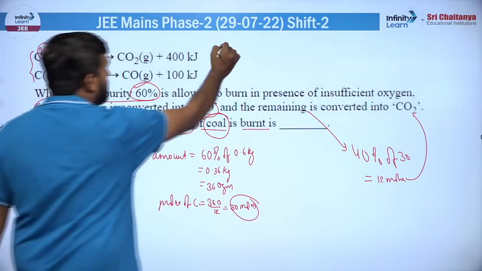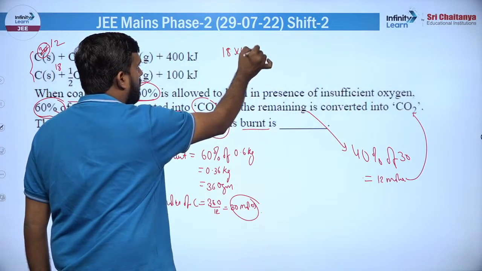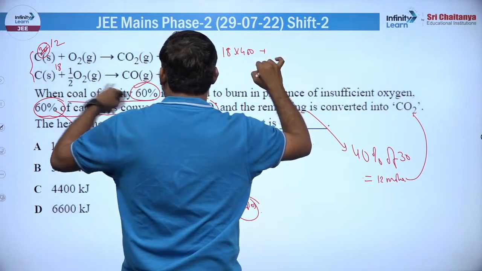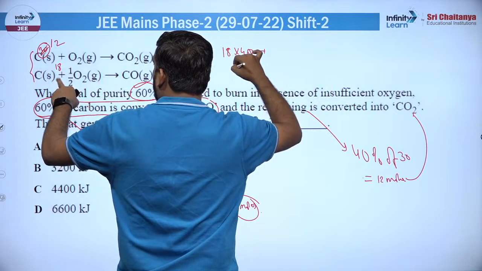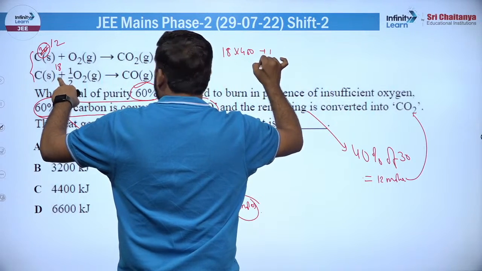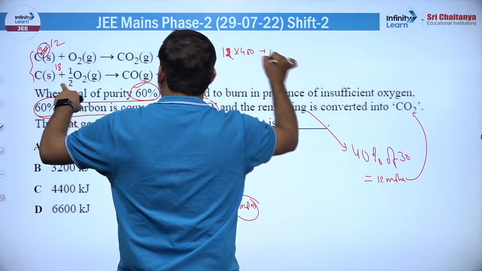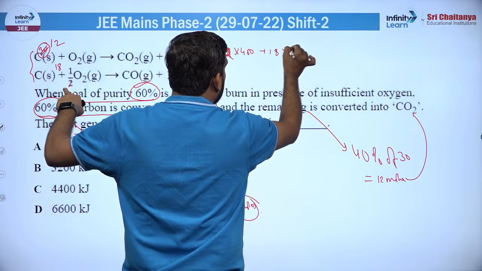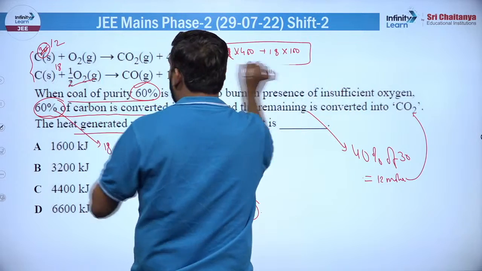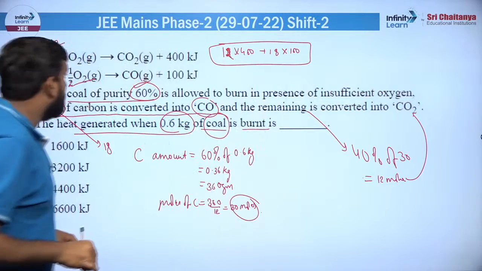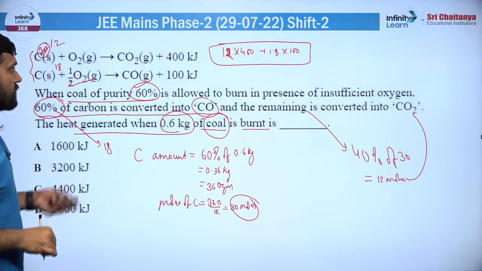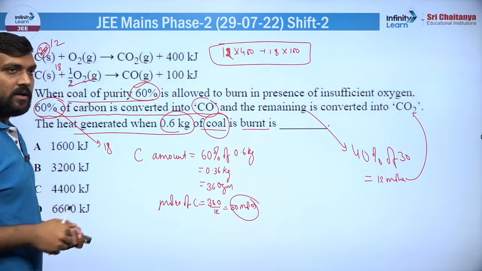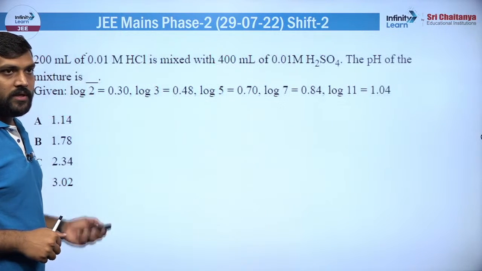So the energy released will be 12 into 400 plus 18 into 100, because these energies are given per mole. So this will be your complete energy answer. Let's check which option matches with this and mark it. Okay, now going to the next question.